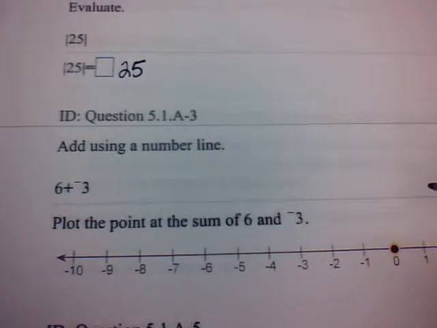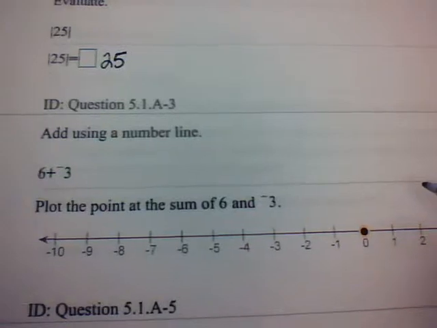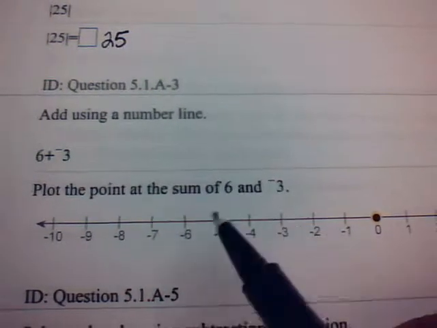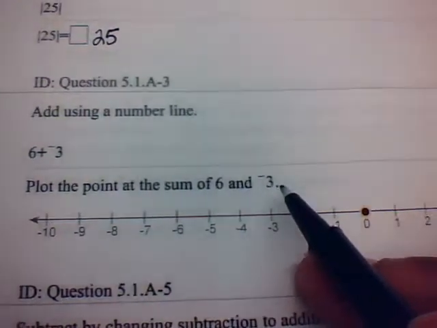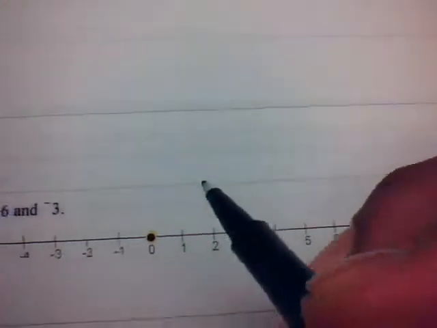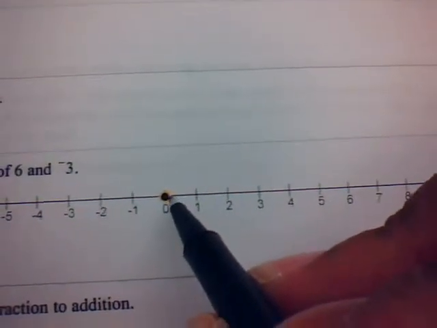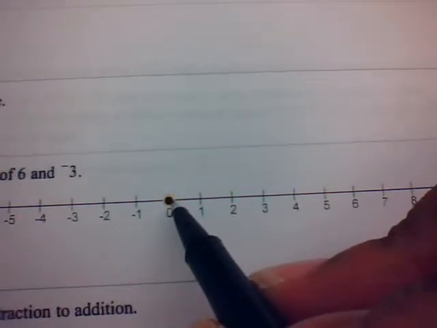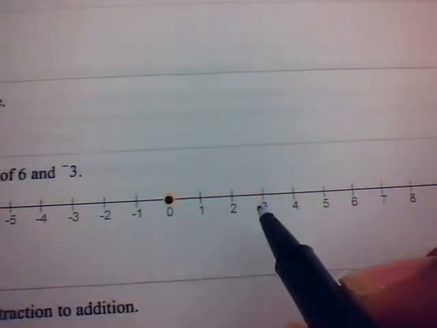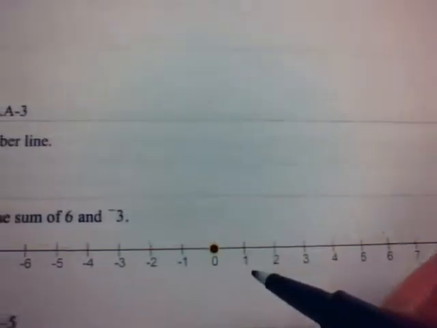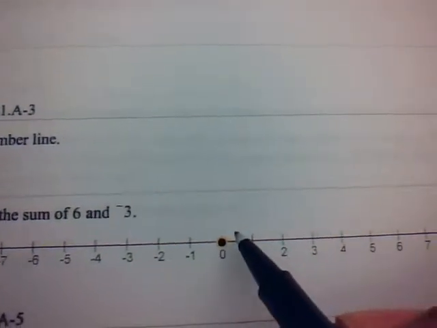In problem number 3, we want to add using the number line. We're going to add 6 and negative 3 together. And here you're given a number line, so they want you to plot the point at the sum of 6 and negative 3. On MyMathLab, they're going to ask you to move this dot to the right and then to the left to get to the final answer. So here, if we want to plot the sum of 6 and negative 3 together, now you have to think of this.